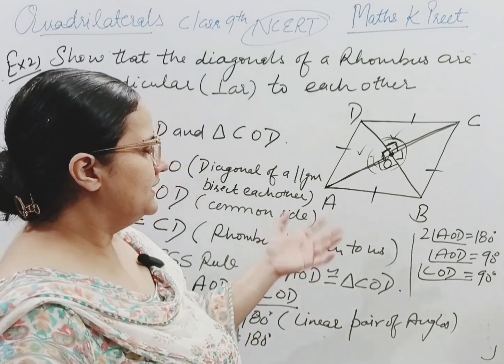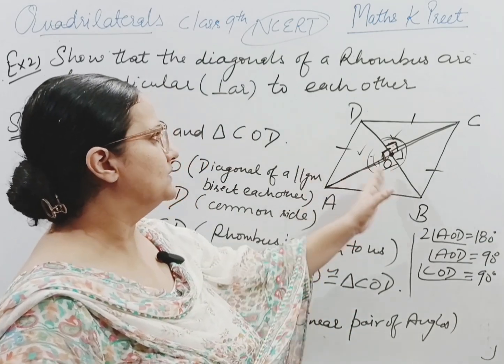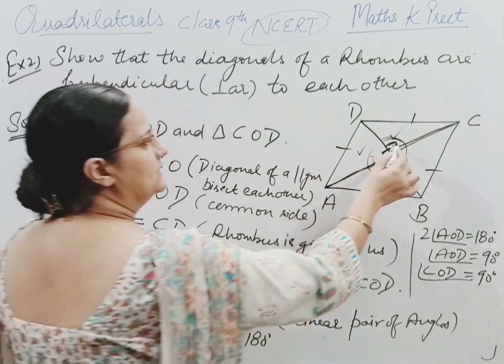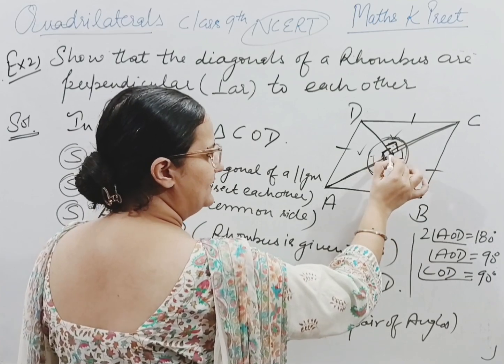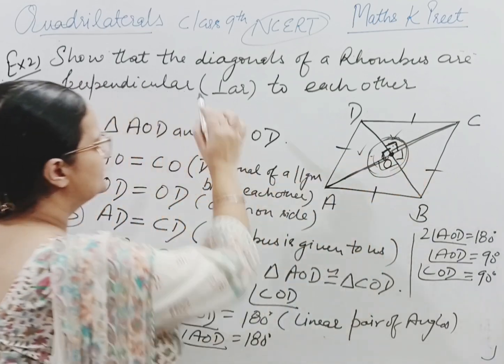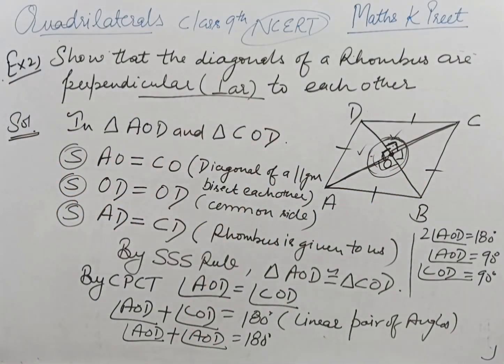Fine. Further, in a rhombus, these diagonals are bisecting, but at 90 degrees. This thing we have shown in this question. This is basically a result for a rhombus.